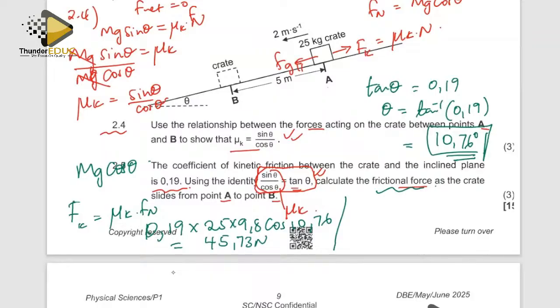Alternatively, there's another approach that one could have used, and that is to say that this Fg parallel is equal to this.